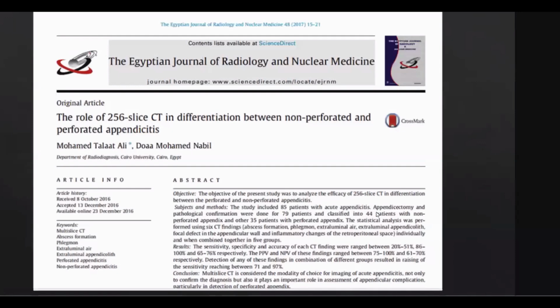This is an article that I published in 2016. How can we differentiate between non-perforated and perforated appendicitis? If you are interested in watching this one, you will find some interesting cases to differentiate between perforated and non-perforated appendicitis. Okay, let's move to the next case.